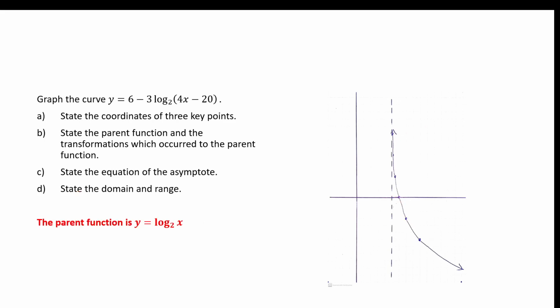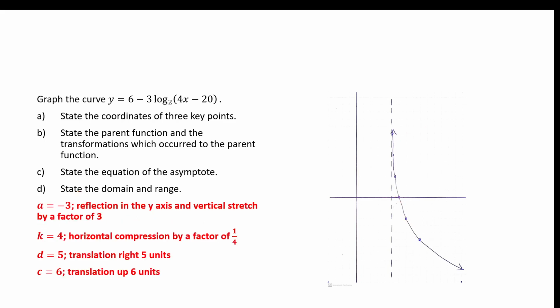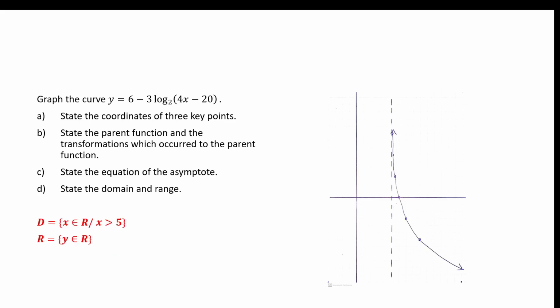The parent function is y equals log base 2 of x. And now to state the transformations, since a is -3, we have a reflection in the x-axis and a vertical stretch by a factor of 3. Since k is 4, we have a horizontal compression by a factor of 1/4. Since d is 5, we have a translation right 5 units. And since c is 6, we have a translation up 6 units. Our domain is x greater than 5. Our range is y element of the reals.